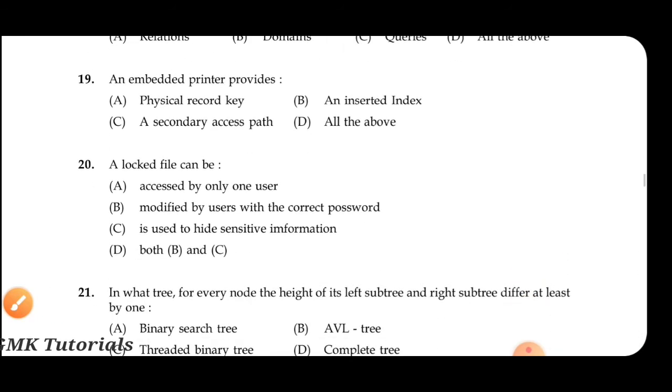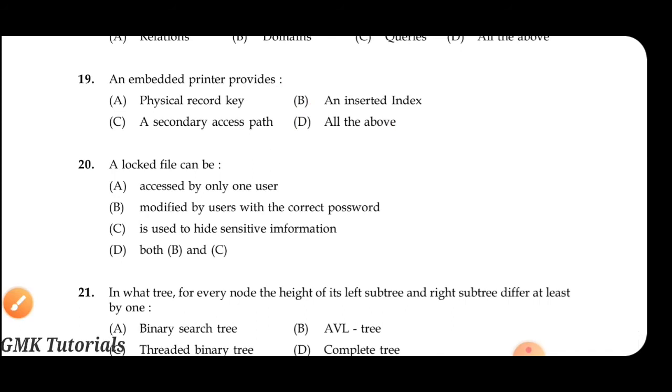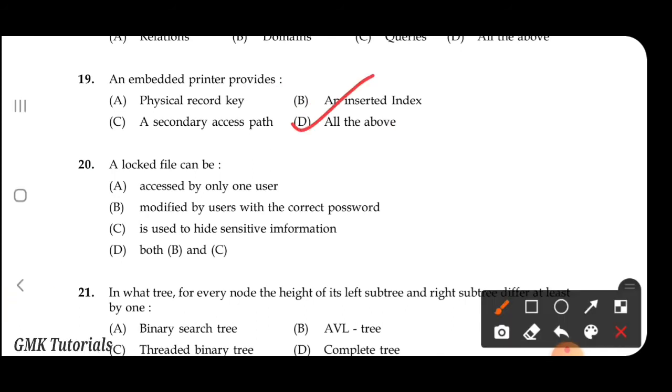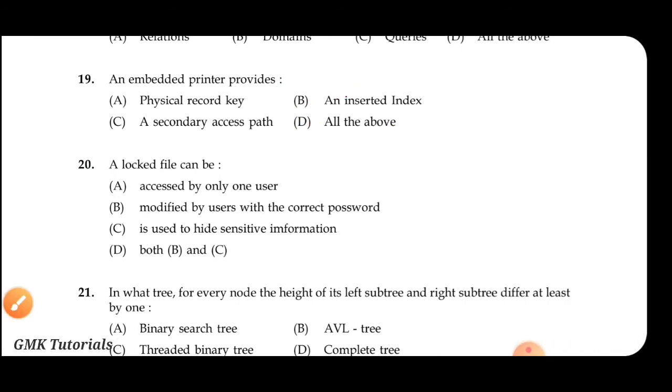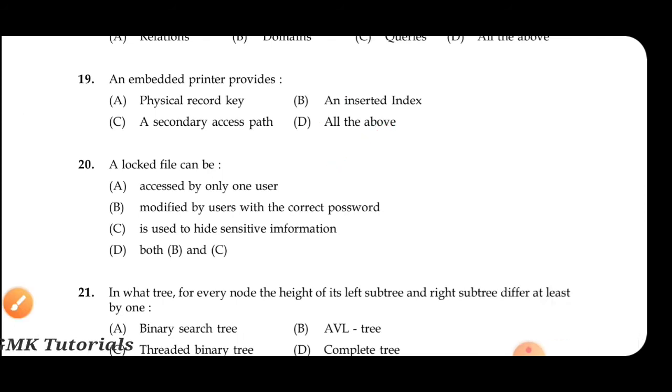19th question: an embedded pointer provides physical record key, inserted index, secondary access path, all of the above. The answer is all of the above. A logged file can be accessed by only one user.